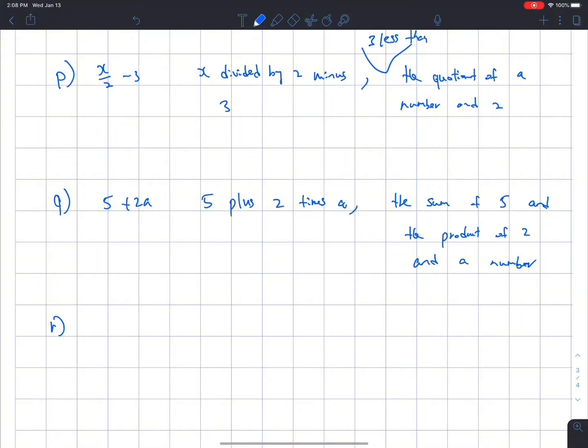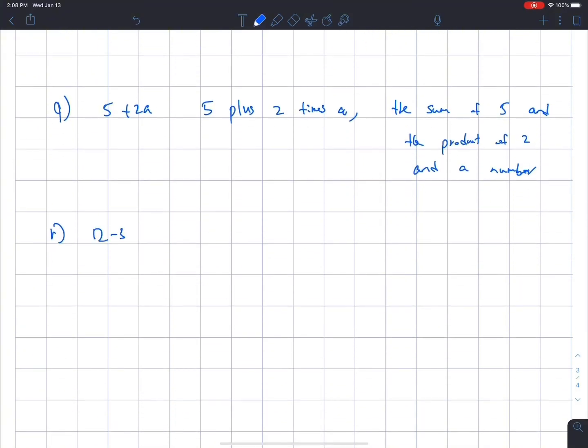And finally, the last one, 12 minus 3a. So 12 minus 3 times a. Maybe just the product of 3 and a number less than 12. There. Okay. So that's question 2. I'll see you in question 3.